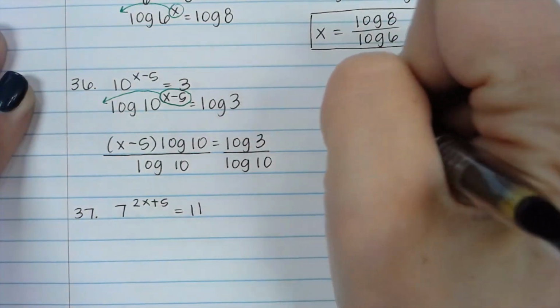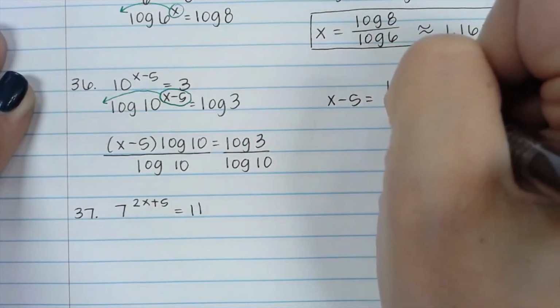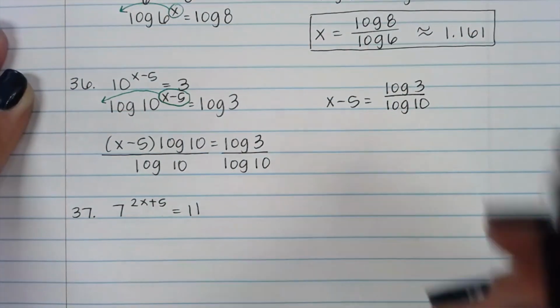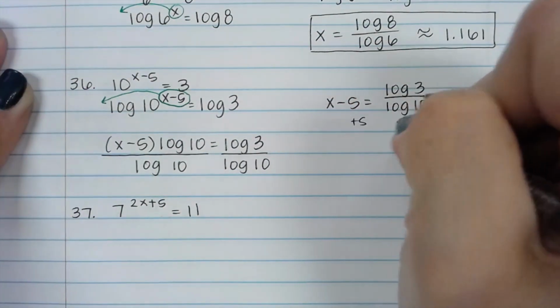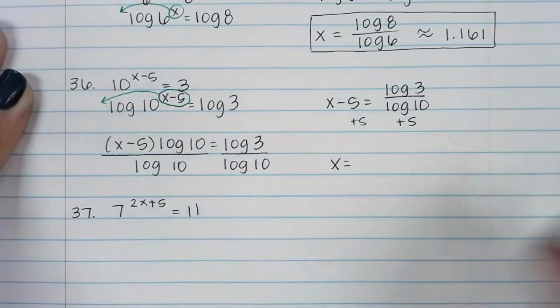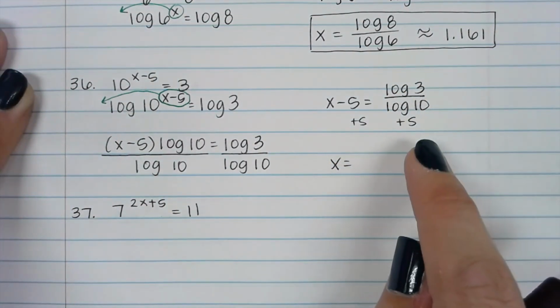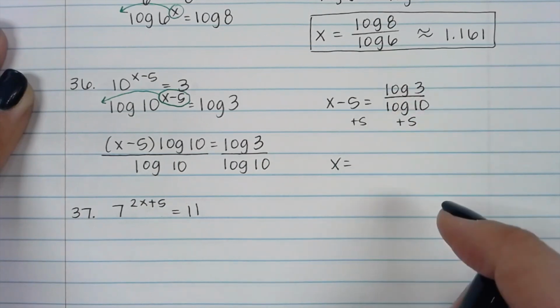And then I'm almost done. I can drop the parentheses now. To finish getting the x all by itself, I just need to add the 5 to both sides. When you write your final answer to this question, it's standard that the 5 would get written first, and then the log 3 and log 10 would come afterwards.